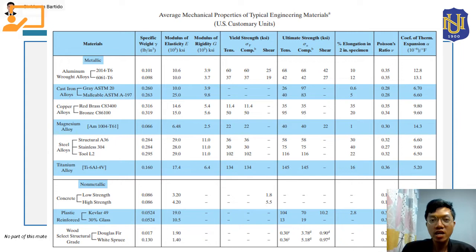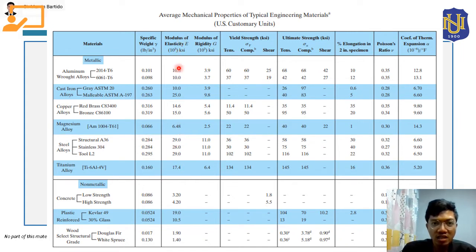Okay, now we have here this table. This is a table of average mechanical properties of typical engineering materials. The materials here are listed, and these are some of the typical materials that we use in engineering. As you can see here, we have steel, let's say structural A36 steel. Here, the specific weight is given. The modulus of elasticity is also indicated here.